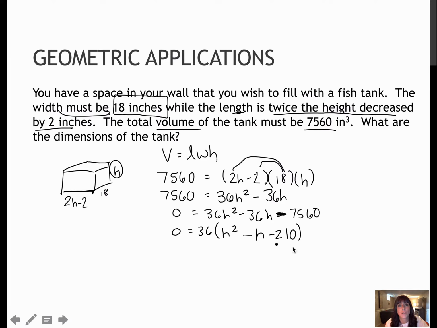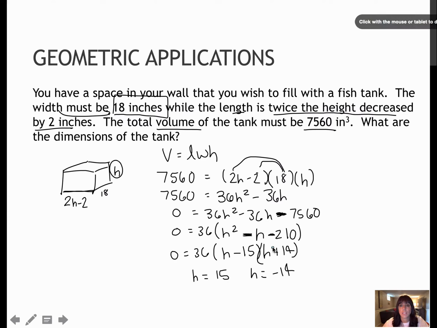Now I'm looking for numbers that multiply to 210 that have a difference of 1, and that turns out to be 14 and 15. And so it's h minus 15, h plus 14, because they had different signs and the larger number was negative. Setting each of these equal to 0, I would find that h is positive 15 and h is negative 14. Now, of course, this is a story problem, so it does not make sense to have a negative answer. So I know that h is 15.